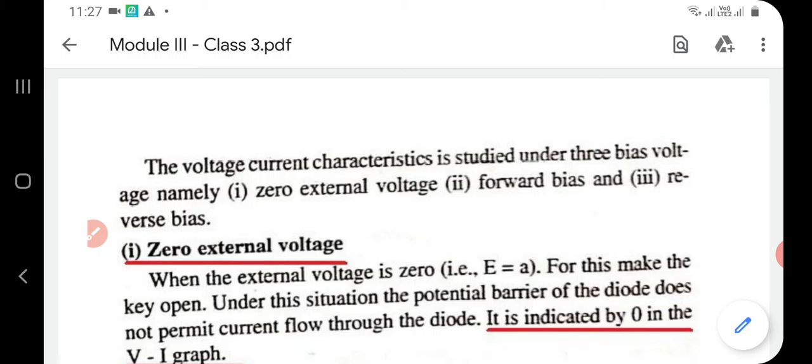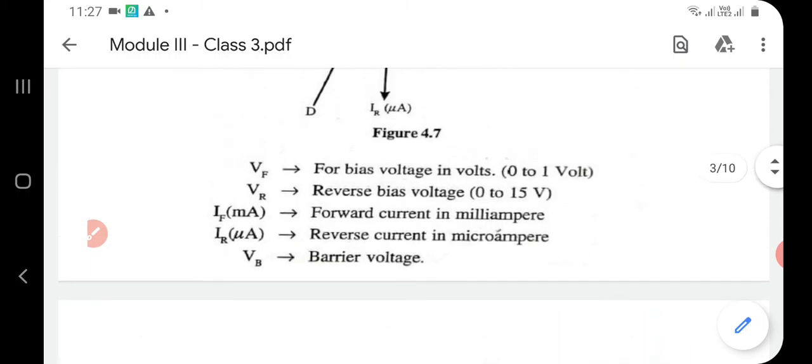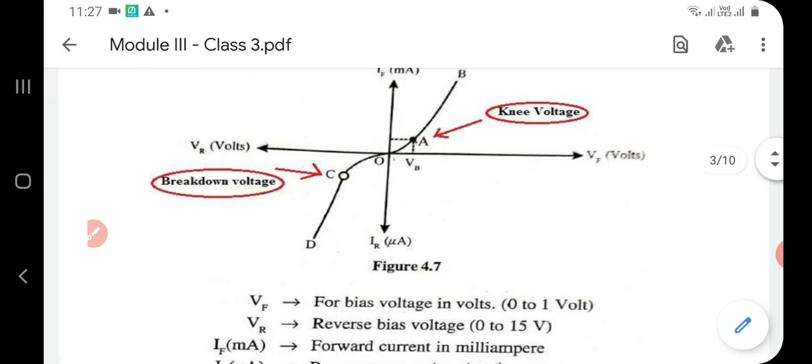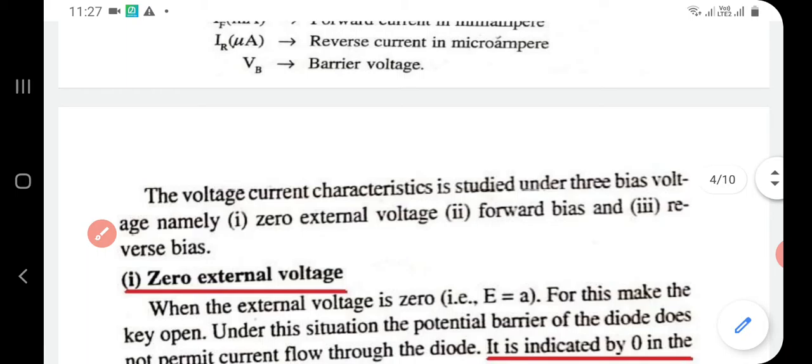That is, when external voltage is 0, potential barrier does not allow current to flow through the diode, and it is represented by the point 0 shown in this graph. Next we will see forward bias.